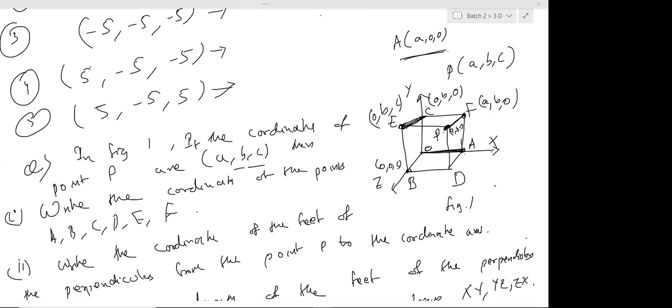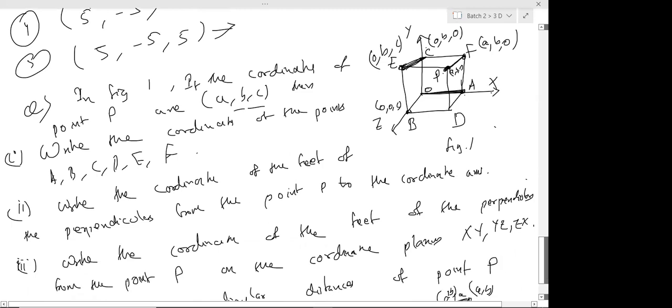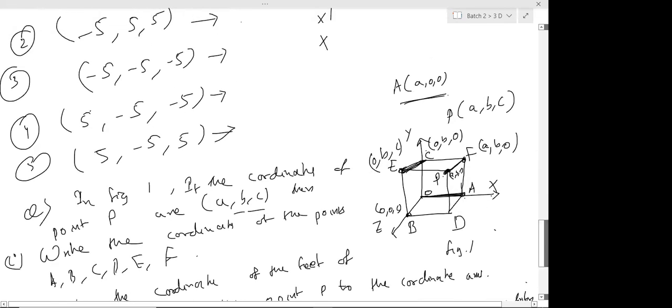All right. Now the second part says, write the coordinates of the feet of the perpendiculars from the point P to the coordinate axis. Now the coordinate axis is this. So if you draw a perpendicular from P to A, this will be in A. If I join PA, then this will be perpendicular. Is it clear to everyone? How PA is perpendicular to the x-axis?